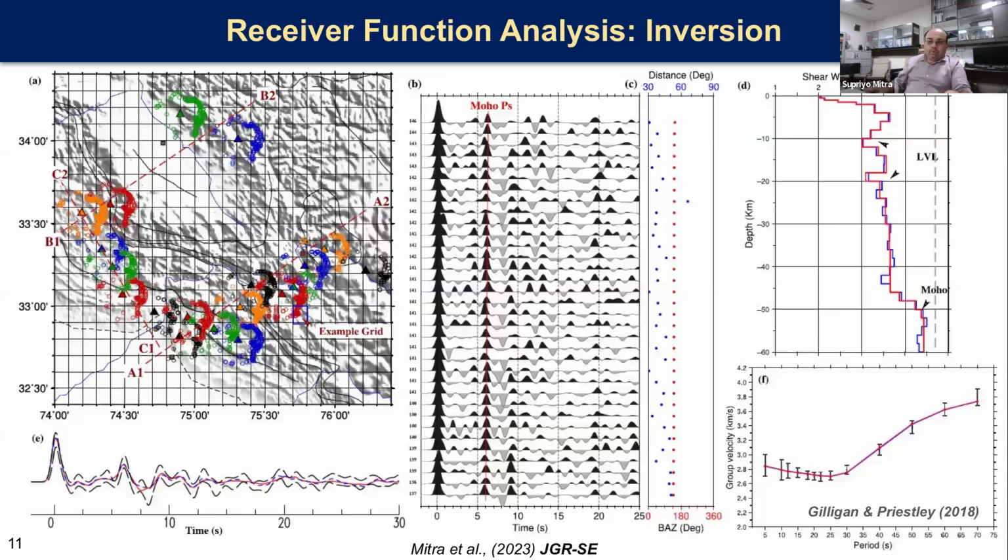And then what we do is we model this stack along with surface wave derived dispersion data, which we take from Gilligan and Priestley, which is plotted on the bottom right. And we ask this question, that is there a velocity model which will fit both these data sets equally well? And we put in weights to the different data sets. We weigh the receiver functions a bit more than the dispersion data. And then we derive velocity models which will fit both the data sets equally well.